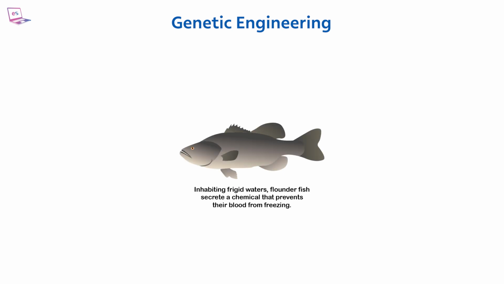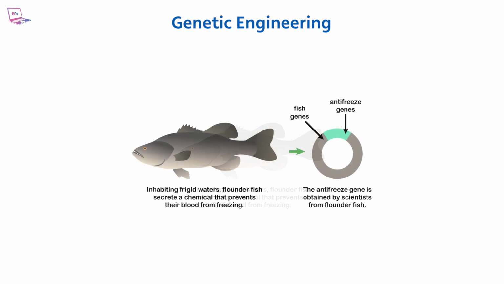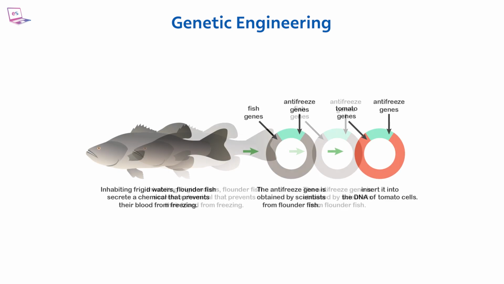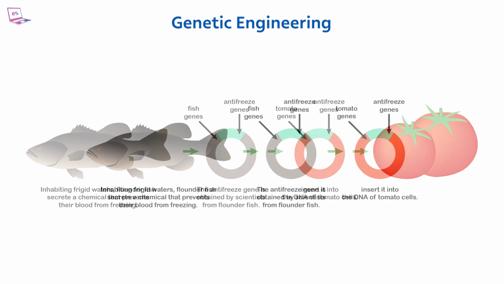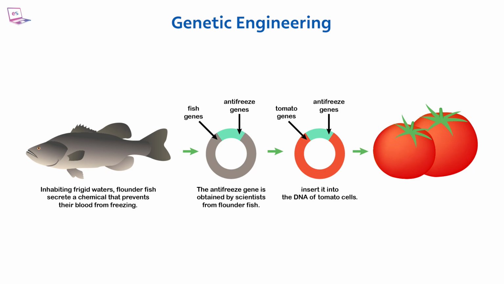Flounder fish produce a chemical that prevents their blood from freezing in their cold habitat. Scientists insert the antifreeze gene from flounder into tomato DNA to create frost-resistant plants.